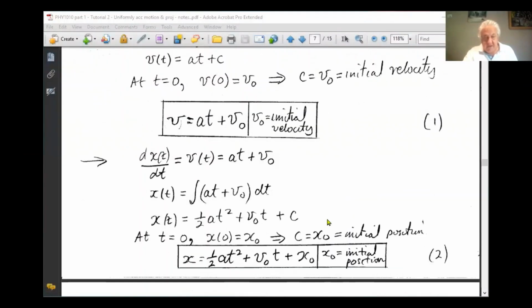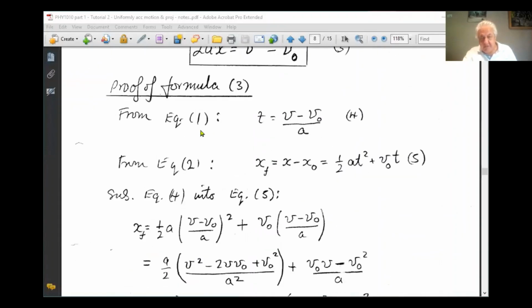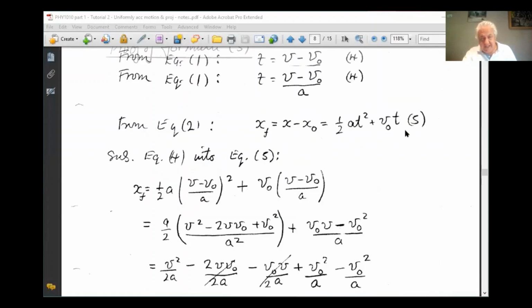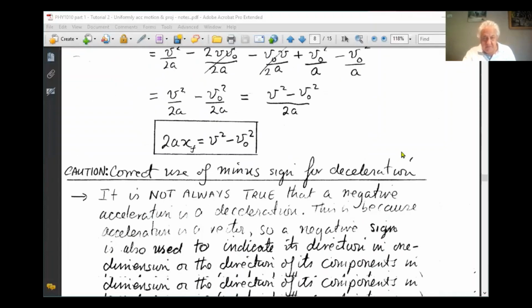Back to my notes. So as I say, this one can be derived by eliminating time from the first two. It's straightforward algebra, so I'll leave you to go through it yourselves.